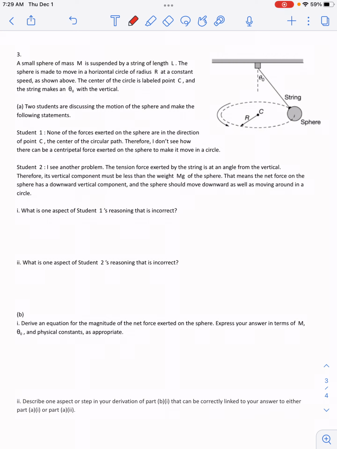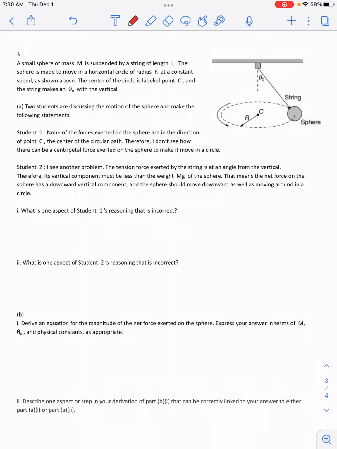Student 1 says, none of the forces exerted on the sphere are in the direction of point C, the center of the circular path, therefore I don't see how there can be a centripetal force exerted on the sphere to make it move in a circle. Student 2 says, I see another problem. The tension force exerted by a string is at an angle from the vertical, therefore its vertical component must be less than the weight mg of the sphere. That means the net force on the sphere has a downward vertical component, and the sphere should move downward as well as moving around in a circle.